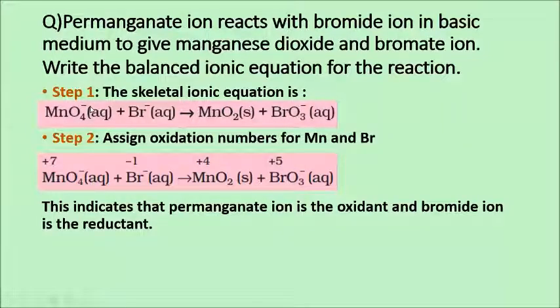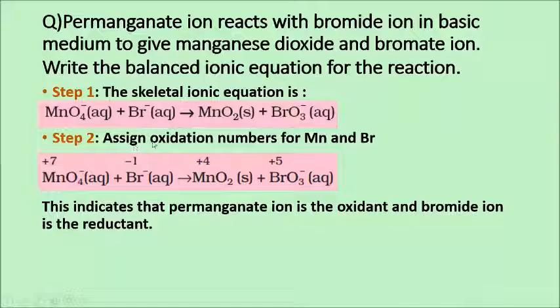MnO4 minus. KMnO4 is the potassium permanganate. So dissociate it, you will get what? MnO4 minus plus bromide ion. Bromide ion is Br minus, giving MnO2 manganese dioxide plus bromate ion. Bromate ion is BrO3 minus. Now this is our ionic equation, the first step.